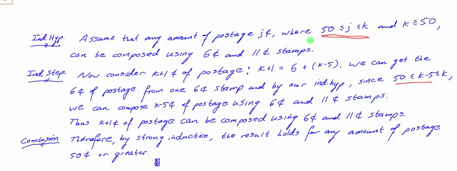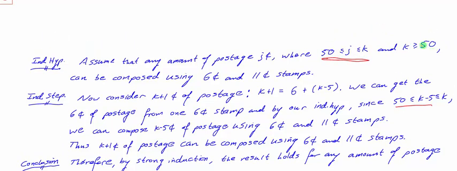So in order for this part of the inequality to be true, I actually need to assume that any amount of postage j cents where j is greater than or equal to 50, less than or equal to k, and k is greater than or equal to, I need to make this 55 here in order for this inequality to always stay in the appropriate range. So in order for k minus 5 to always fall between 50 and k, I need to make sure that k is at least 55.